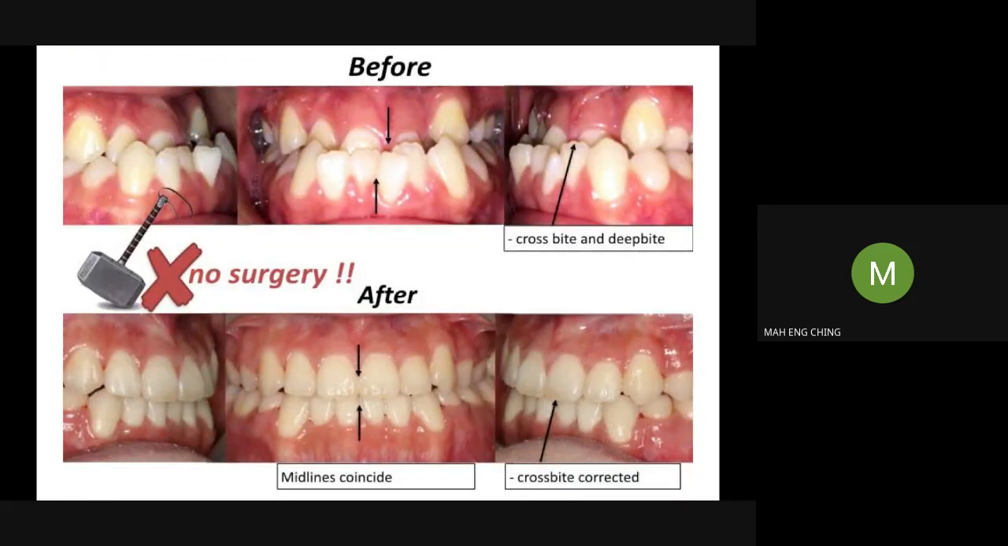Same thing. When it comes to severe reverse bite or severe crossbite with a skeletal Class 3, we have to do some camouflage treatment. And most of the time, we're just tilting the teeth back. You see the lower incisors tilt back, the upper incisors tilt forward. That's how we correct the crossbite with fixed braces.